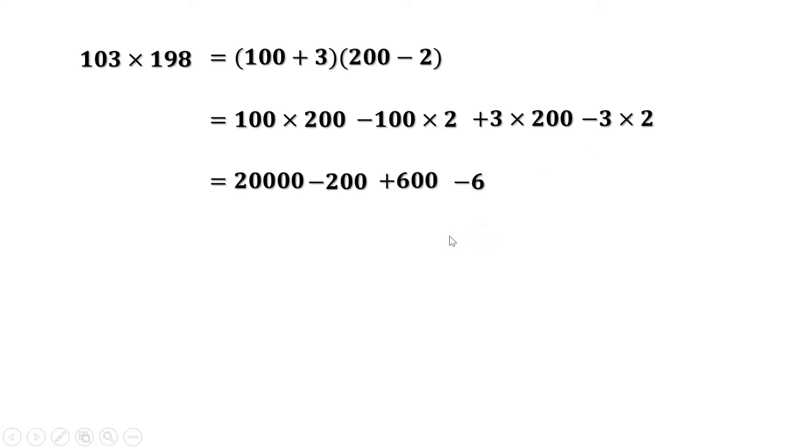Let us add the positive numbers together. 20,000 + 600 is 20,600. Minus 200 minus 6 is minus 206. Subtracting, we get 20,394. Today let us learn another identity.